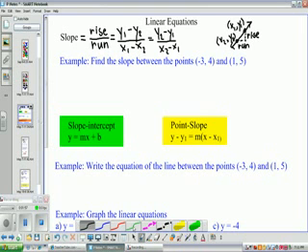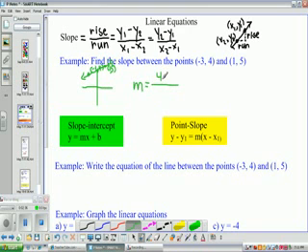So our first example, we have to find the slope between the points -3, 4 and 1, 5. So if we wanted to, we could just do a quick sketch. This is not to scale. This is our middle line. Our slope is often indicated with an M.